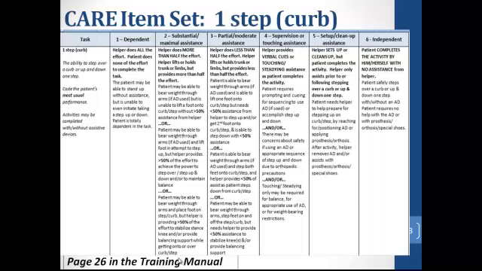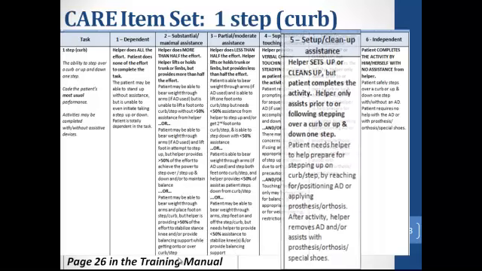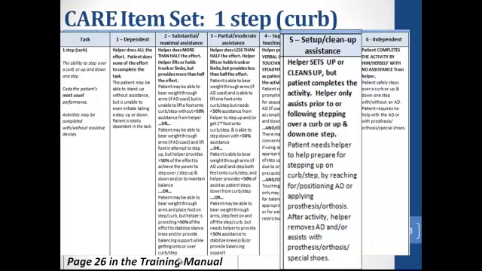A person who receives a score of 5, setup or cleanup assistance, would only need assistance before or after going up and down the one step. Perhaps the helper applies a prosthesis or a brace, or the helper applies shoes. But once the patient is standing at the step, he or she can go up and down it independently.